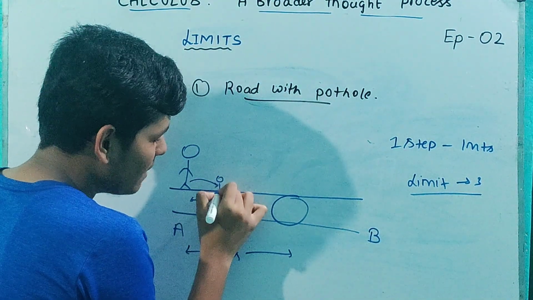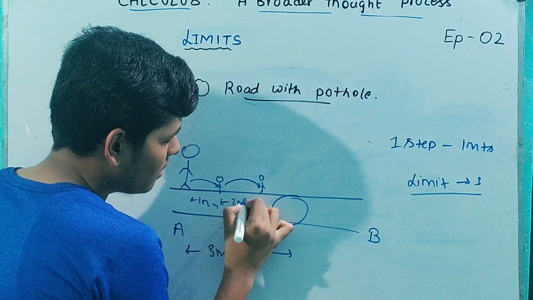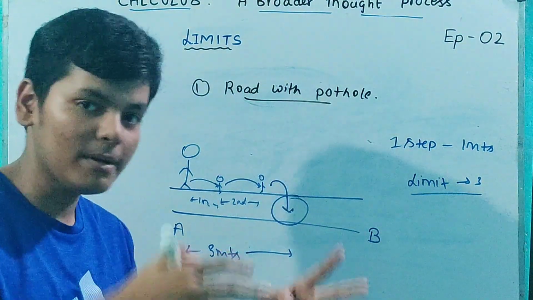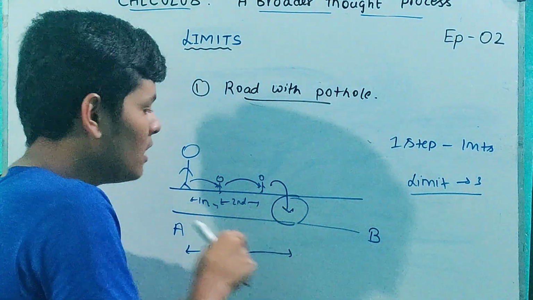Then I take another step from here. I will reach over here, suppose. This will be the second meter. Now if I take the third step, I will be inside the pothole. It will be under the ground. Why? Because at the third meter, we have the pothole.